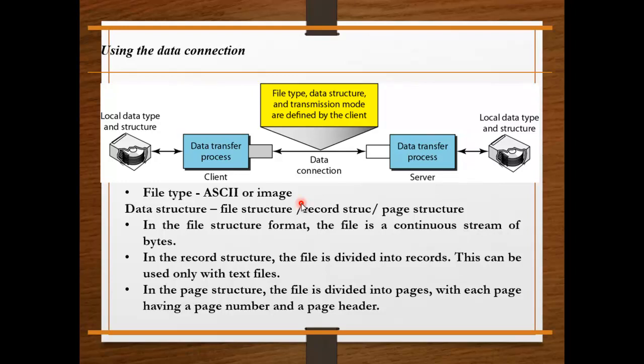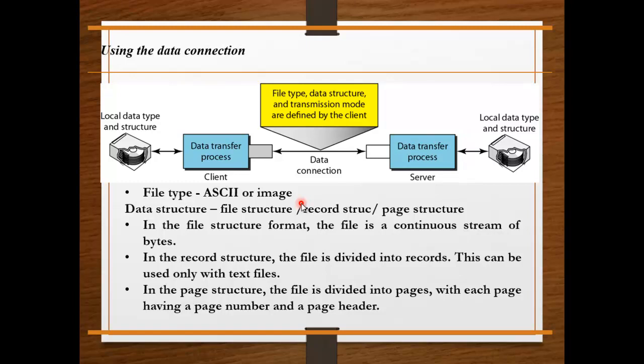Record structure means the file will be divided into records. That is, if you have a song of 5 minutes, it will be downloaded as 1 minute, 1 minute, 1 minute records. Okay, so for every 1 minute you will be getting a portion. That is record based downloading. But normally we will be using file based downloading only.